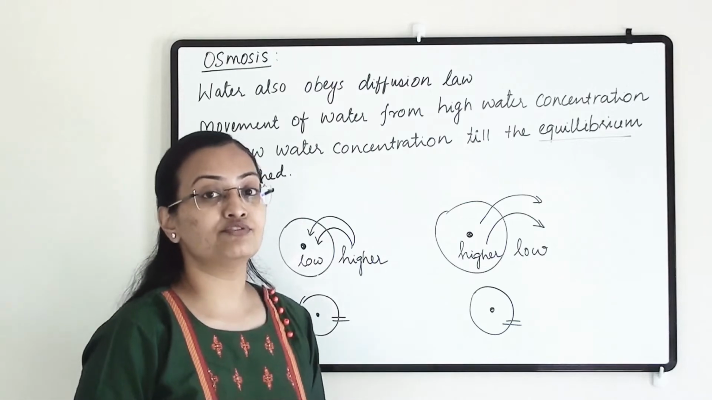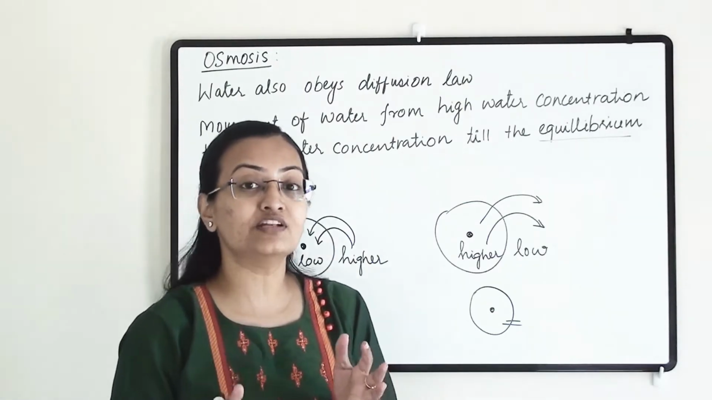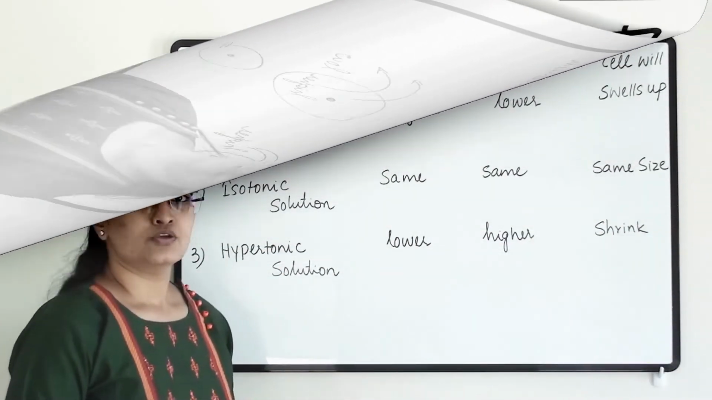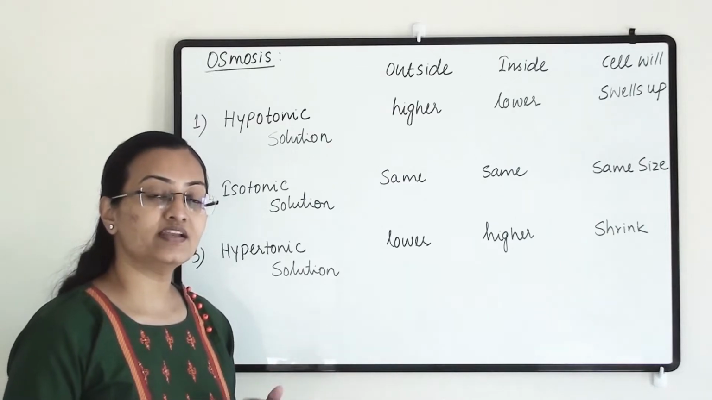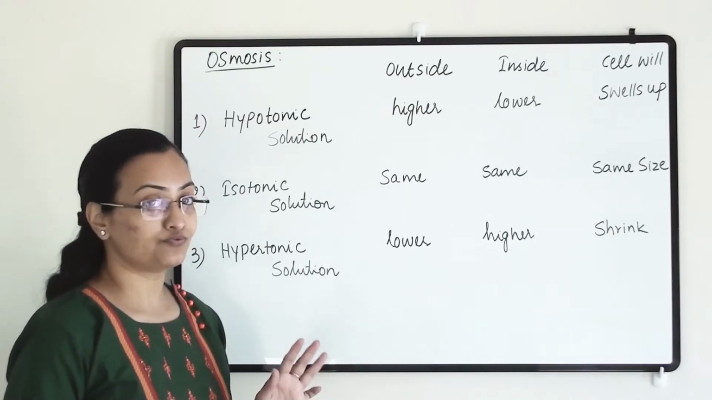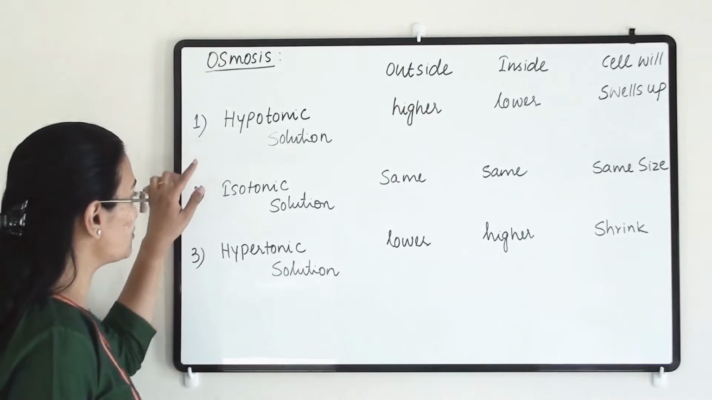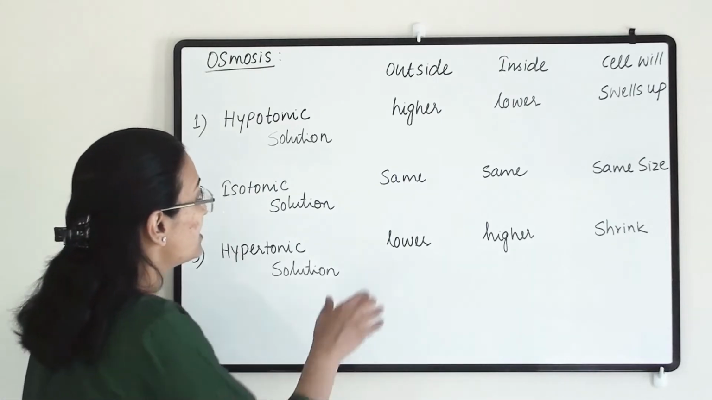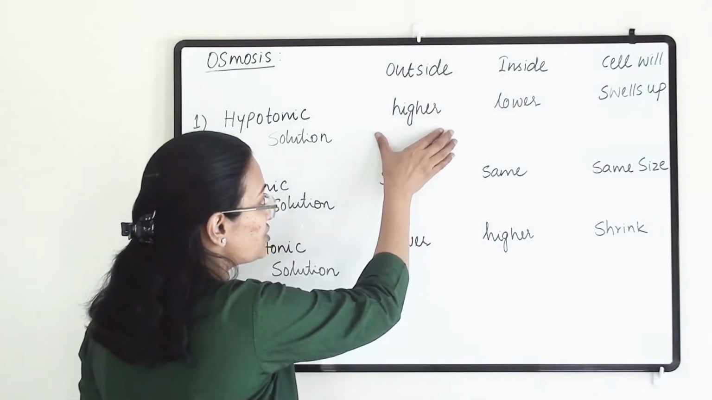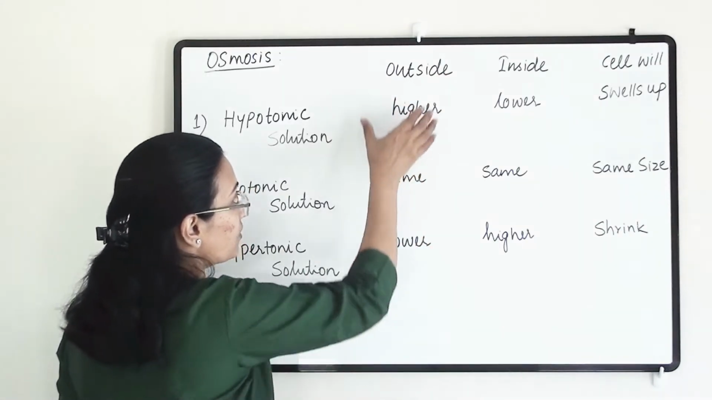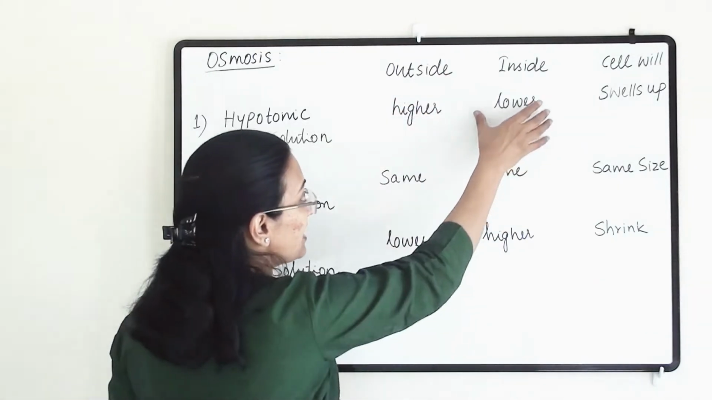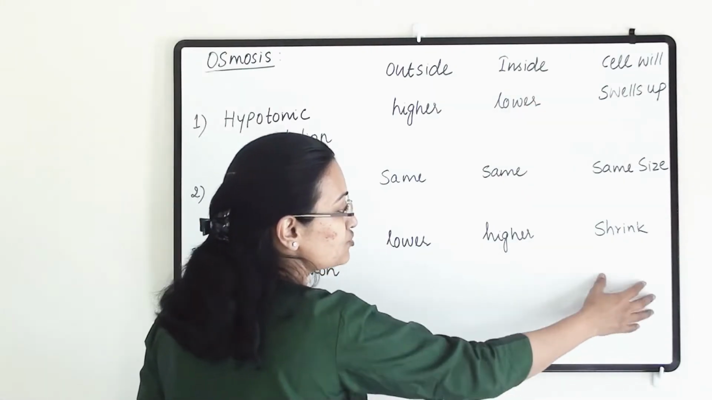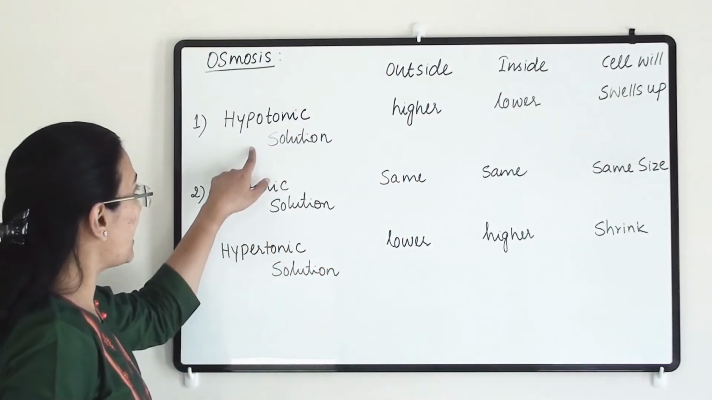Now three different situations arise when there is a difference in water concentration in and around the cell. Based on the different water concentrations inside and outside the cell, there are three types of solution: first hypotonic, then isotonic and hypertonic. Here we are going to discuss the water concentration outside the cell, the water concentration inside the cell, and what will happen to the cell in each situation.